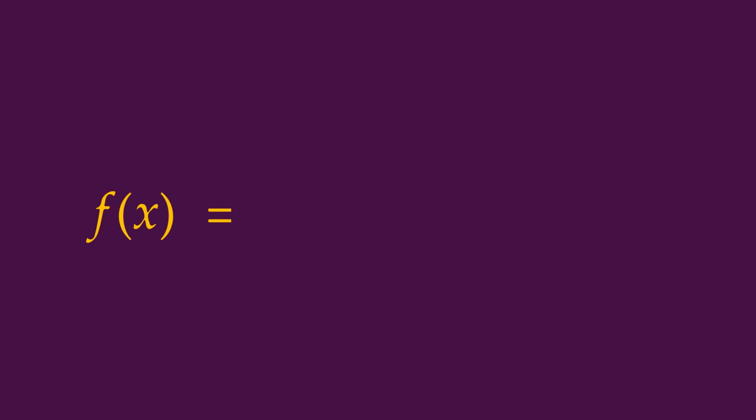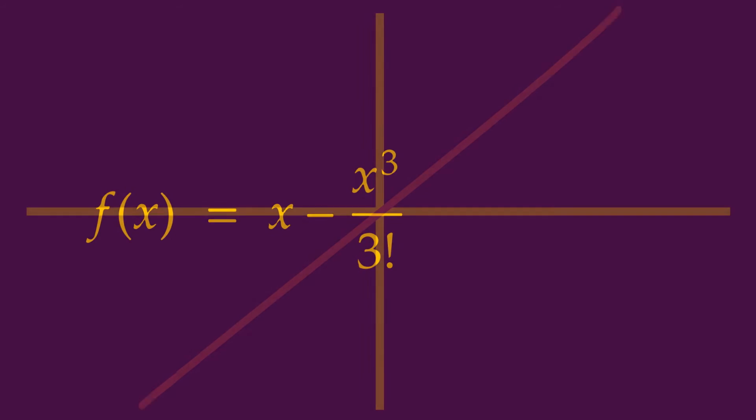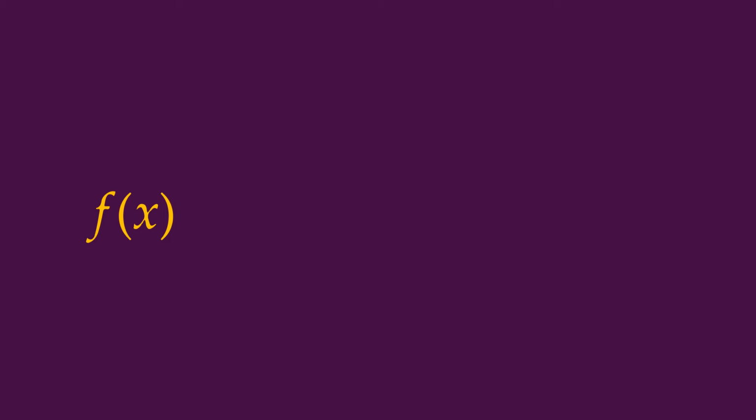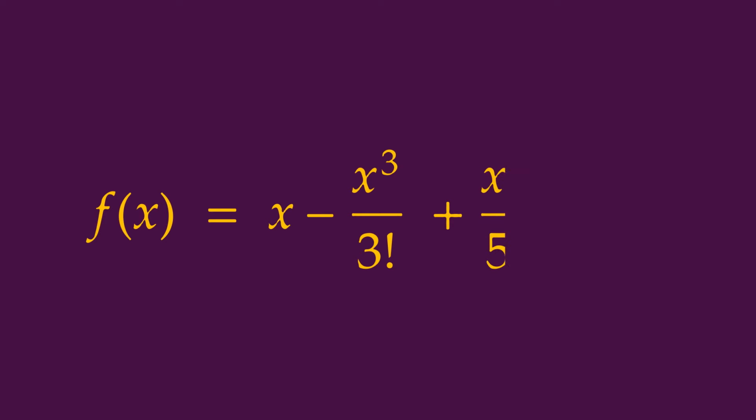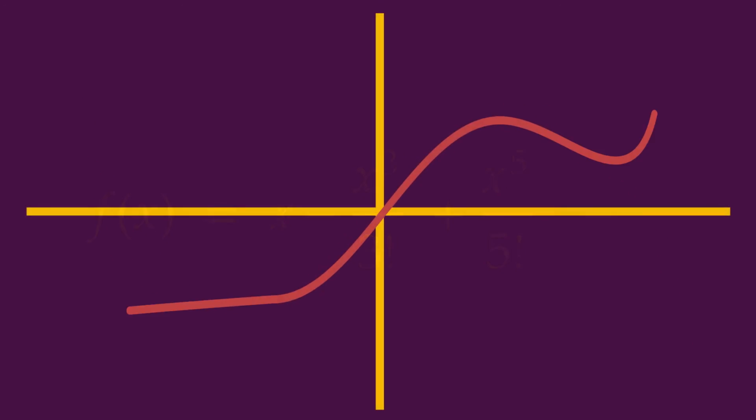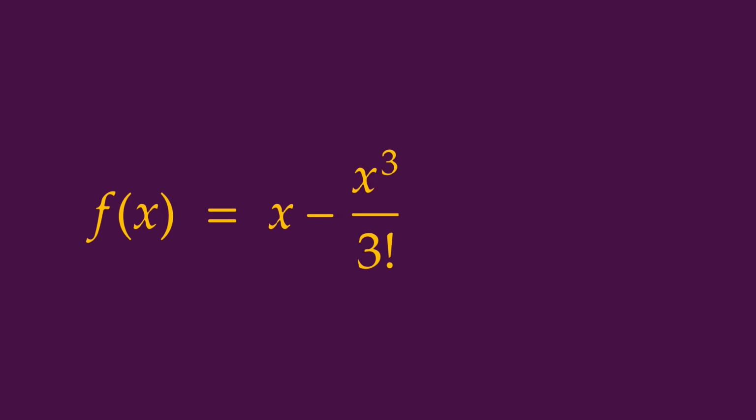Now first, let's take a single term, f(x) equals x. It looks like this. Now let's take two terms, f(x) equals x minus x cube by 3 factorial. Now this looks like this. Alright, so now let's take three terms, f(x) equals x minus x cube by 3 factorial plus x power 5 by 5 factorial. This looks like this. Now if we take four terms, it looks like this.